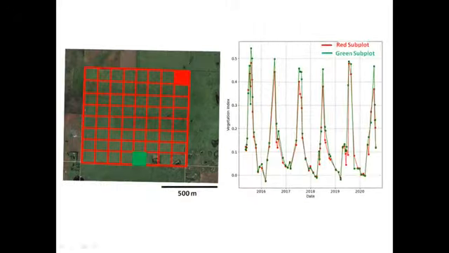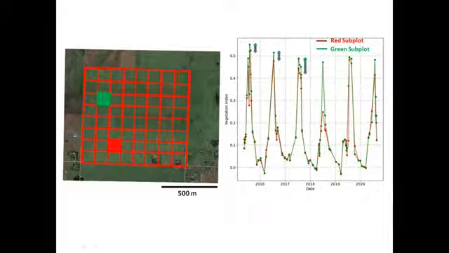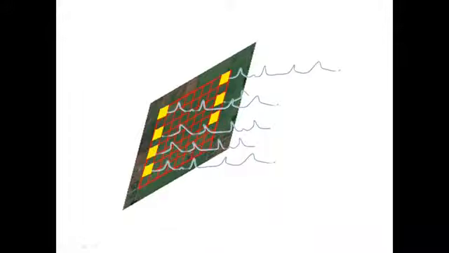Some show consistent under or overperformance compared to others. For example, here the subplot highlighted in green consistently overperformed the one highlighted in red. Here is another example. Each subplot could be as small as only 1 pixel of the satellite image, which corresponds to 10 meter by 10 meter area on farm scale.